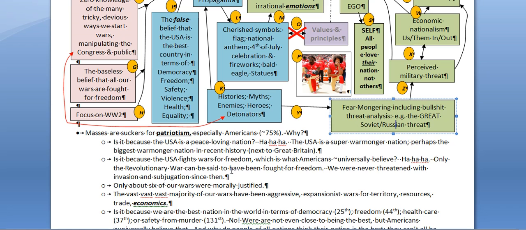Now, we were under the thumb of Great Britain before the revolution. Why should we be their slaves? But after that, no one's threatened us. Mexico's not going to take us. Canada's not going to take us. Only about 6 of our wars were morally justified. The vast majority of U.S. wars have been aggressive, expansionist wars for territory, resources, trade, economics.